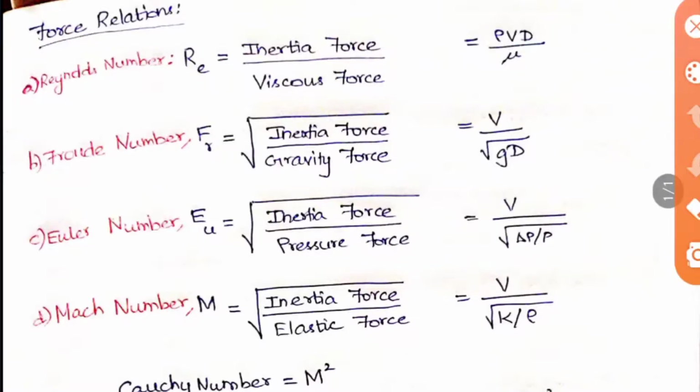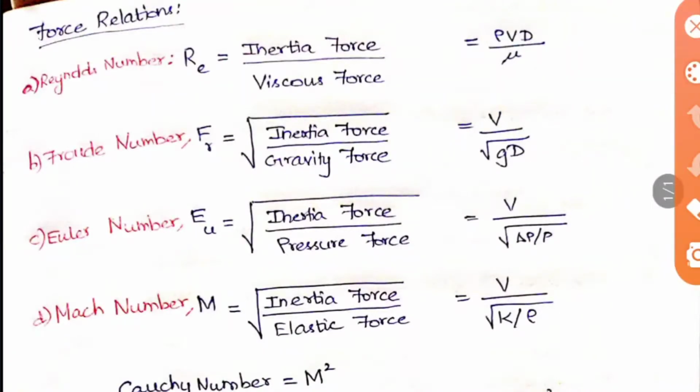The second factor is Froude number. This also we have seen, it is root of inertia force by gravity force, which is equal to V by root g d. The third one is Euler number, which is equal to root of inertia force by pressure force, which is equal to V by root of del P by rho. The fourth term is Mach number, denoted as M, which is equal to root of inertia force by elastic force, which is equal to V by root of K by rho.